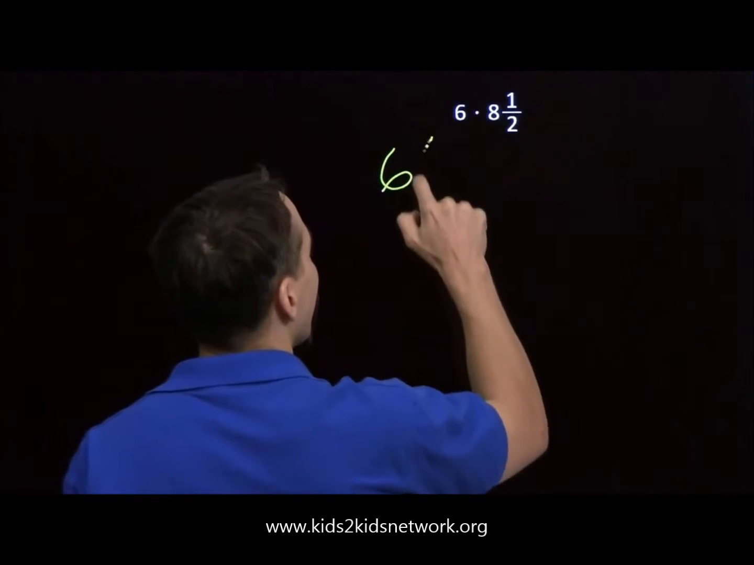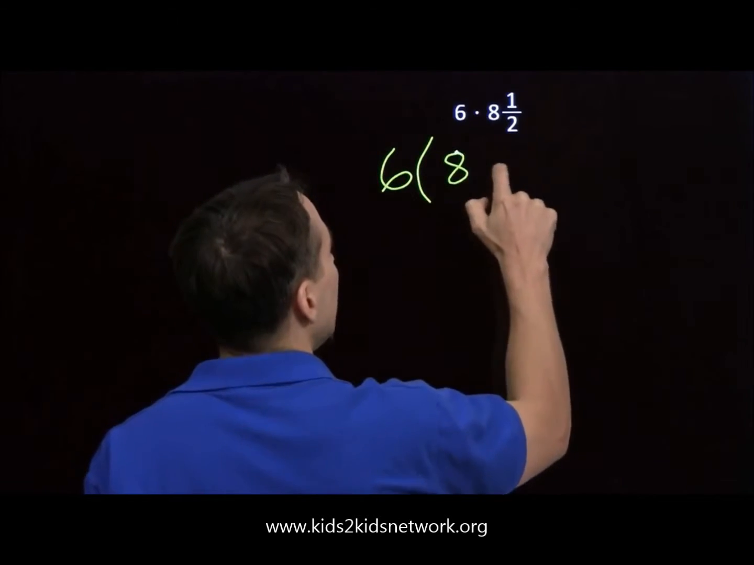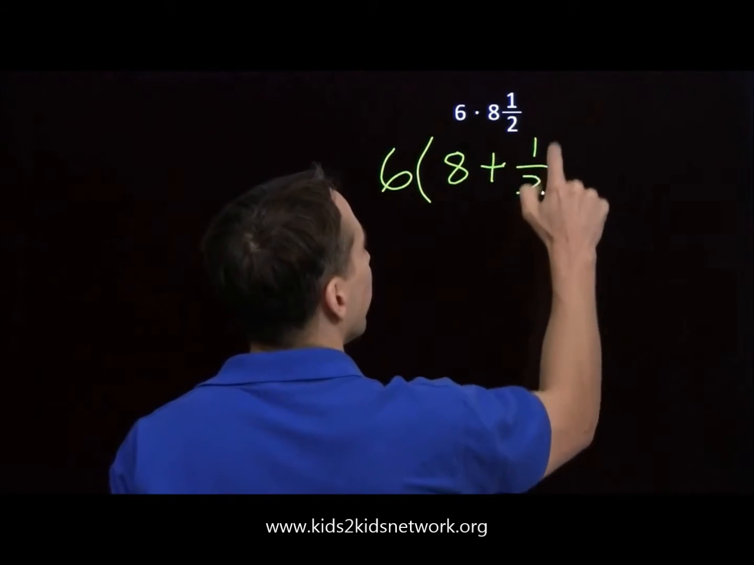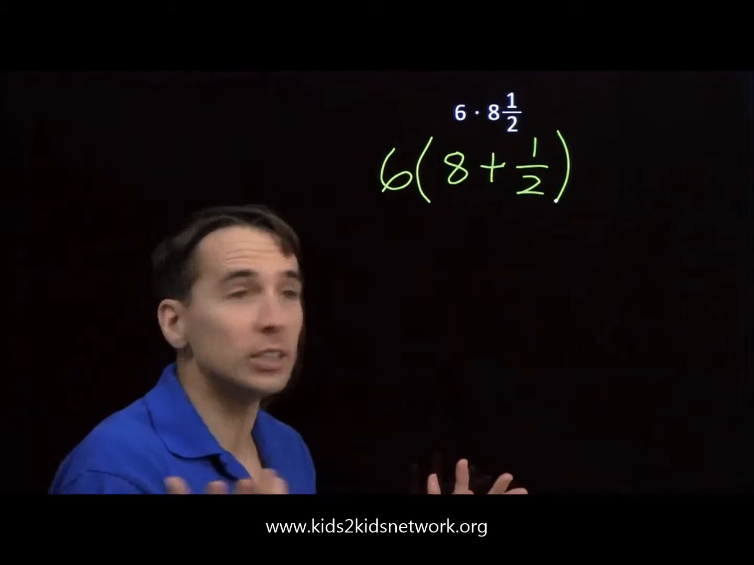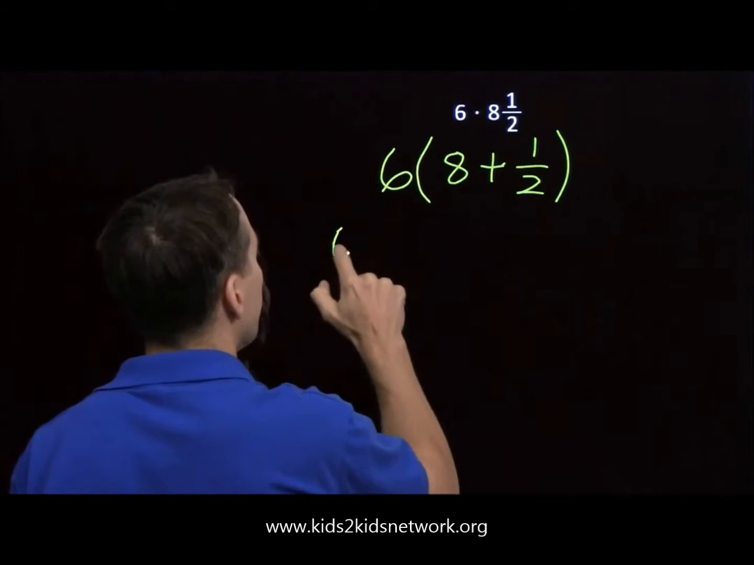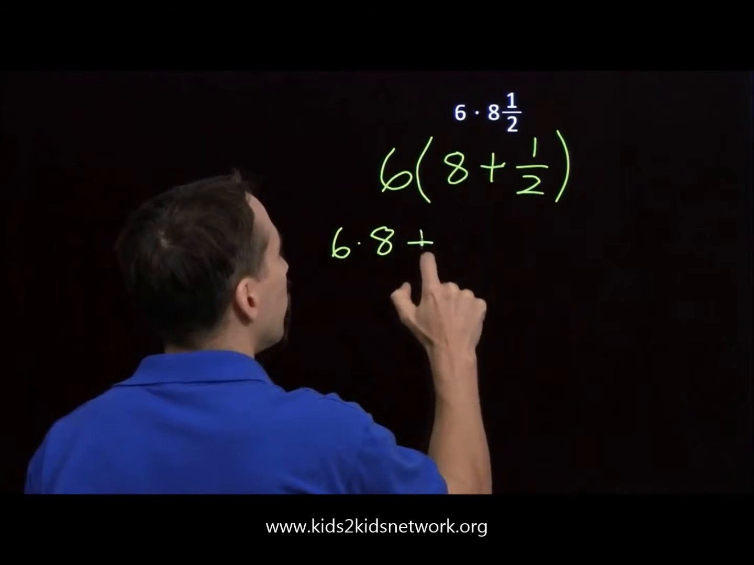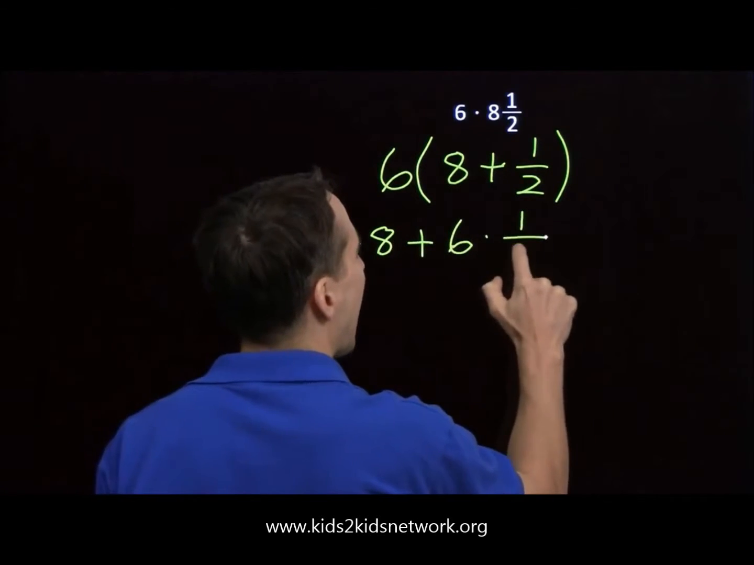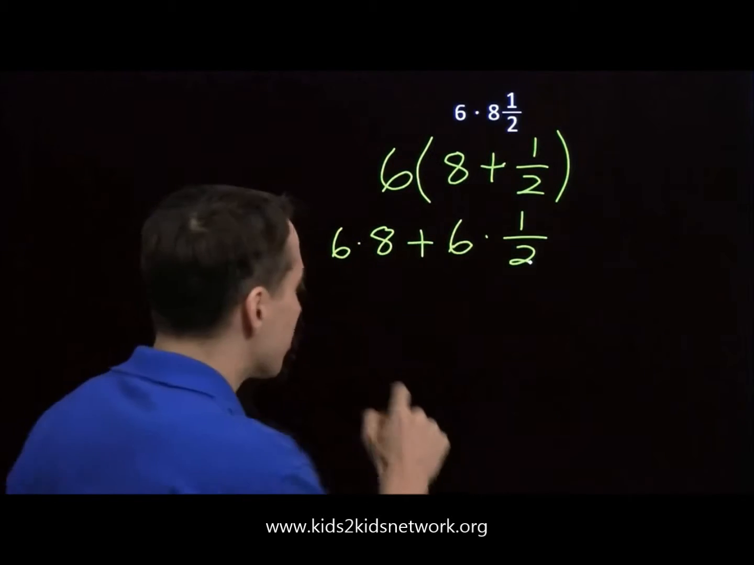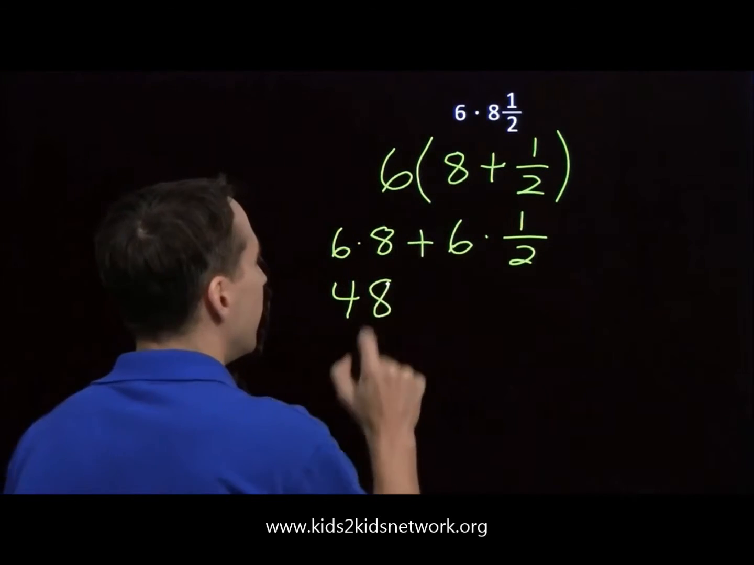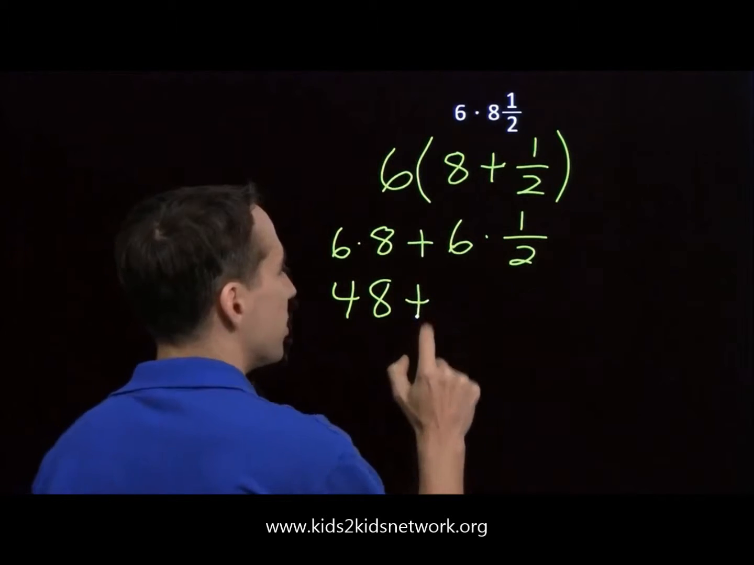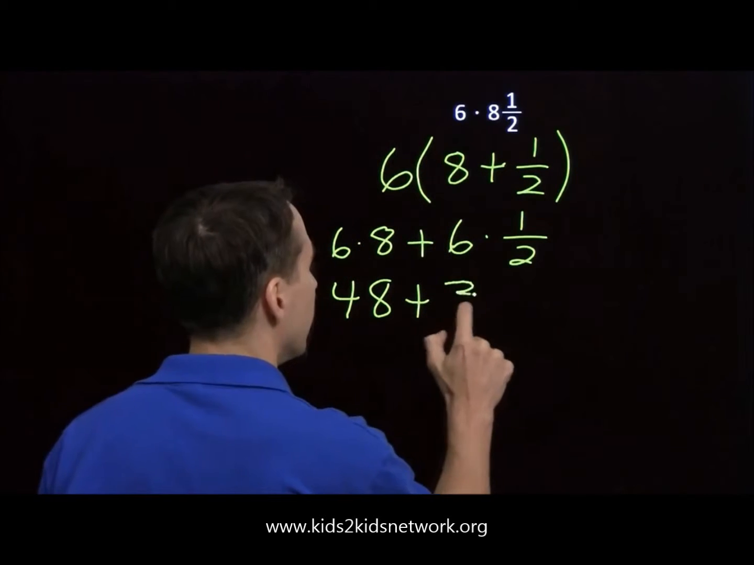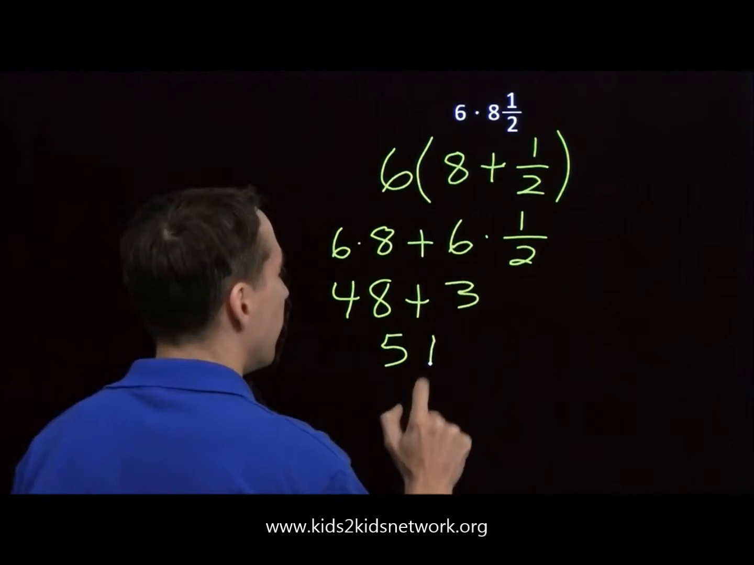We're going to take our 8.5 and write that as 8 plus 1/2. Now we can just use the distributive property. Break this up into 6 times 8 plus 6 times 1/2. 6 times 8, that's just 48. And 6 times 1/2, well, it's 6 divided by 2, that's just 3. And that gives us 51.